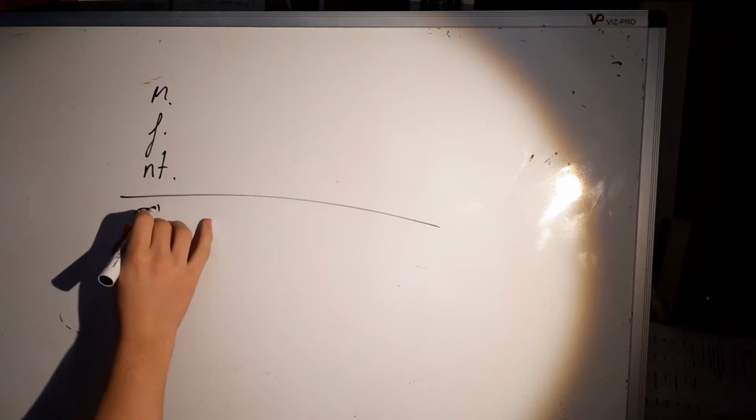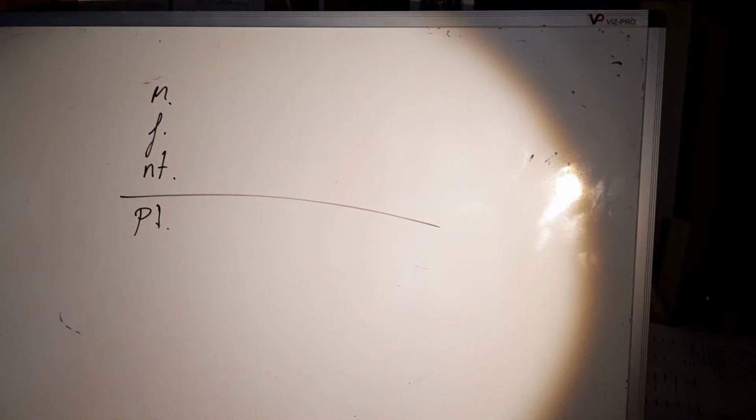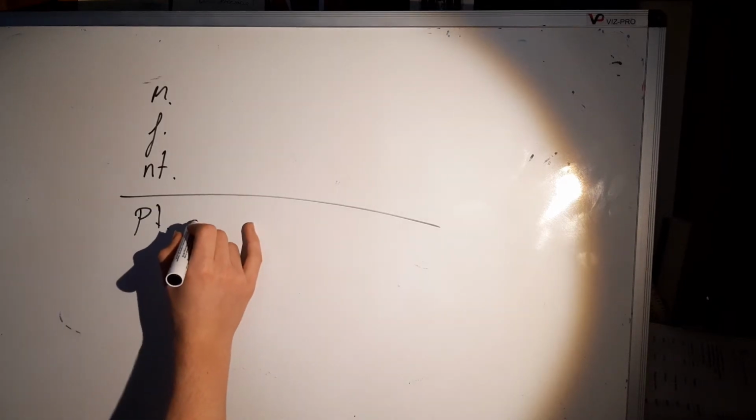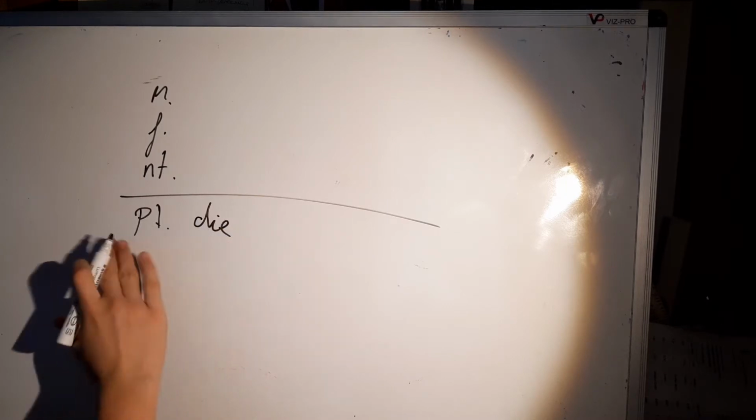Now I'm drawing a line there because plural isn't a gender, as hopefully you know. It's just another part. A noun can be a masculine plural noun, or a feminine plural noun, or a neuter plural noun. Plural just means that there's more than one. So you can have die Männer, you can have die Freundinnen, the female friends, and you can have die Häuser, the houses. So plural is really not something to do with gender, it's just number.